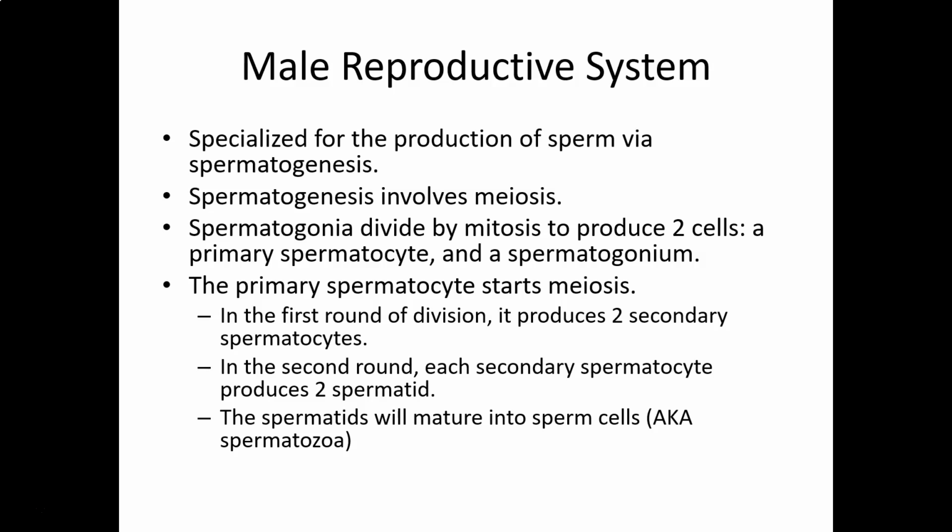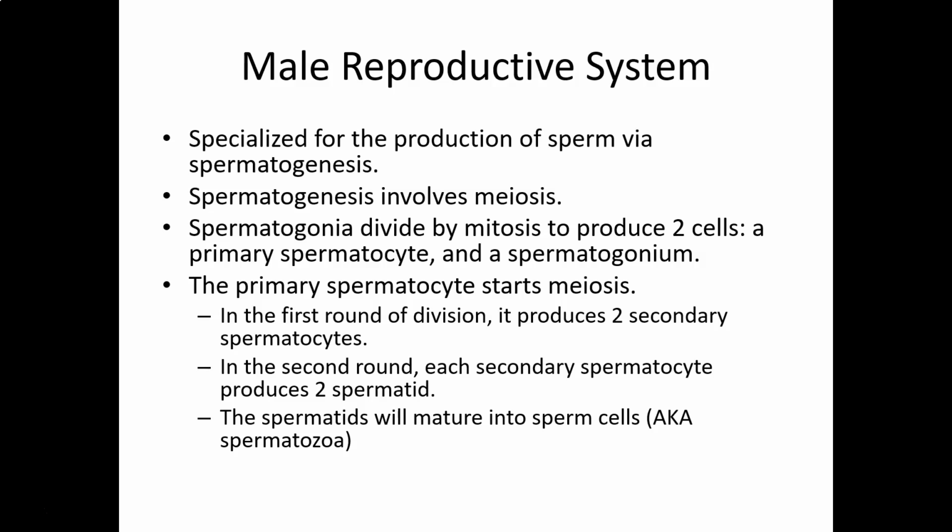Around the outside of these tubules we have stem cells that are called spermatogonia. Those cells have 46 chromosomes, just like most of the other cells that we have in our body. They divide by mitosis, and when they do that, they're going to create two cells. They're both exactly identical to each other, but one of them is going to stay behind and still be the spermatogonium. The other one is going to differentiate and start the process of meiosis, and that one's going to be called a primary spermatocyte. That primary spermatocyte still has 46 chromosomes inside of it.